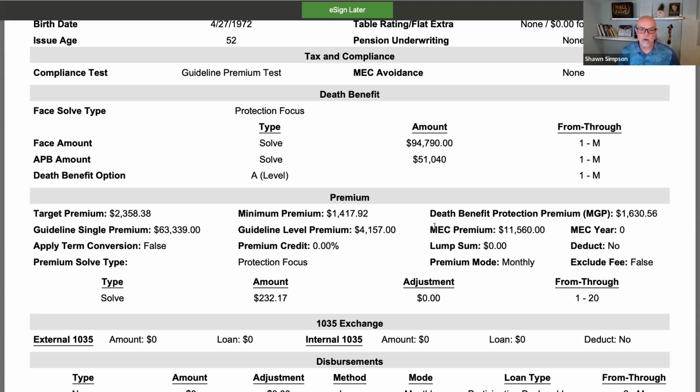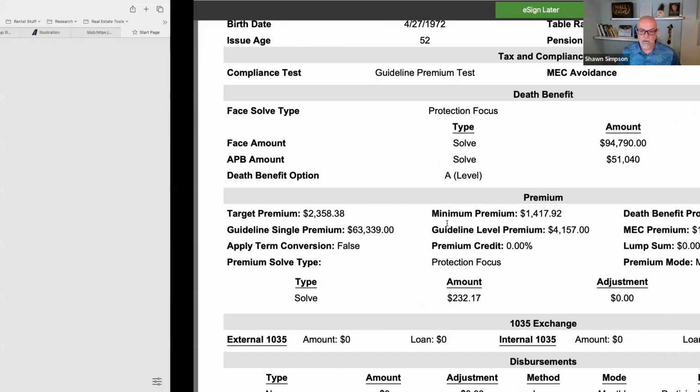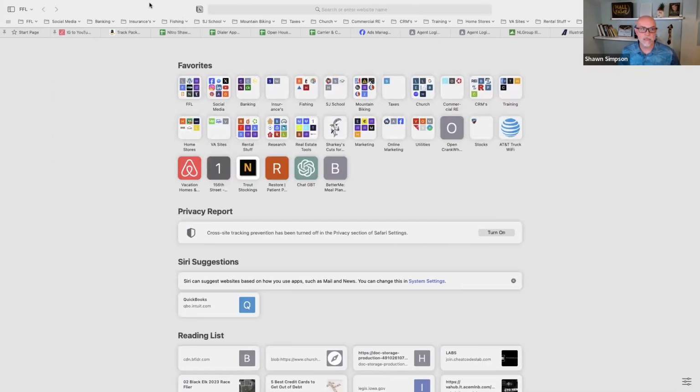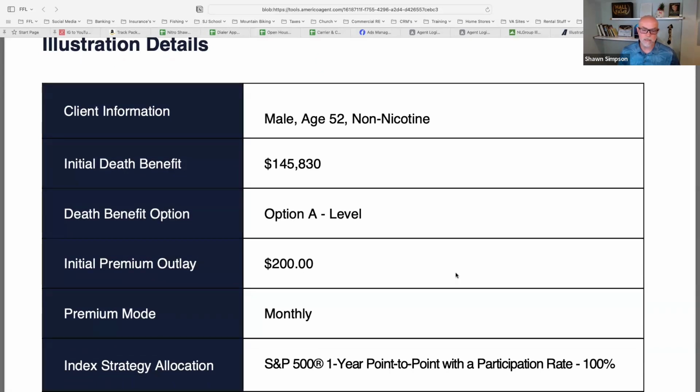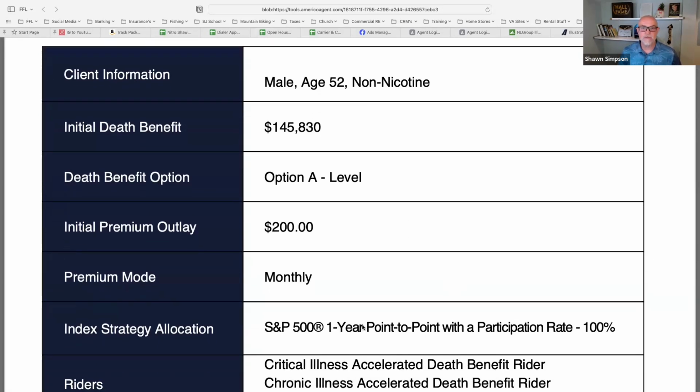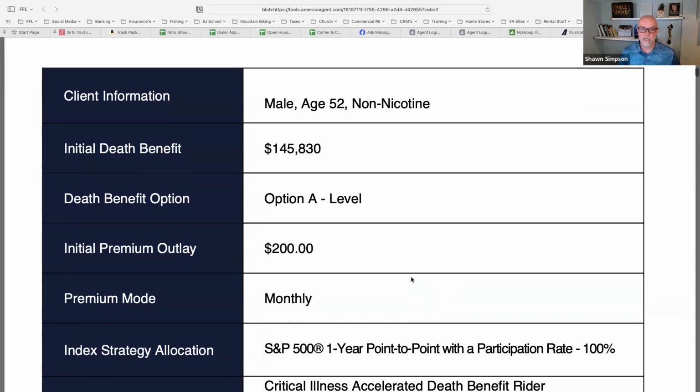And in that case, I would go into Americo if they do want to have a death benefit protection type of focus. So I have one drawn up with Americo right here. Let me move this out of the way. So this guy is paying $200 a month, right? And they use the S&P 500. They don't use a pass setter, okay? And he's 52, same age as the other one. And for this particular series, well, let me show you something here. So he wanted to pay $200 a month for $145,830 death benefit, okay?